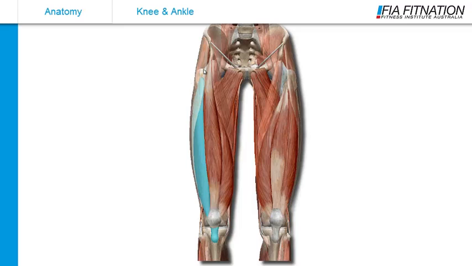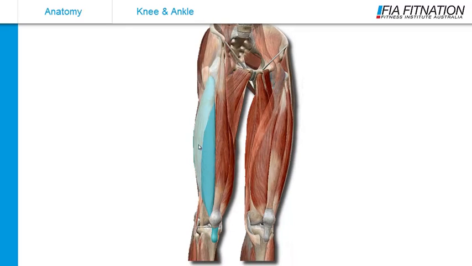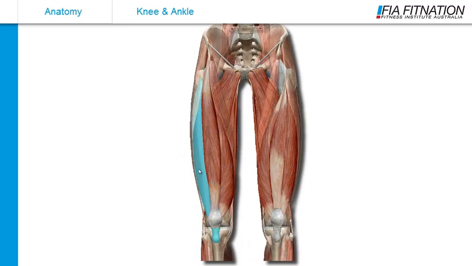So the vastus lateralis does have a fascial attachment just to the iliotibial band, or the ITB, and can play a role in patella stability. Because it only crosses the knee joint, it's solely a knee extensor.